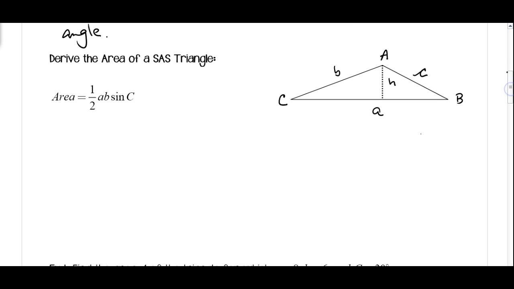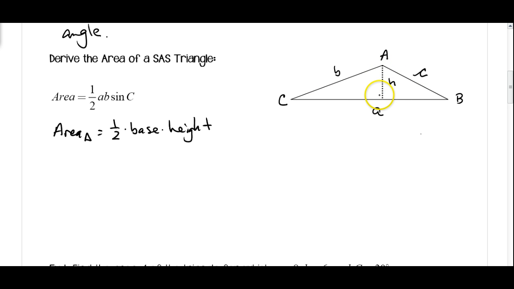Alright, so we're going to use this picture and derive the formula. And we know that the area of a triangle is normally 1/2 times the base times the height. So my base here is A, and my height here is H.